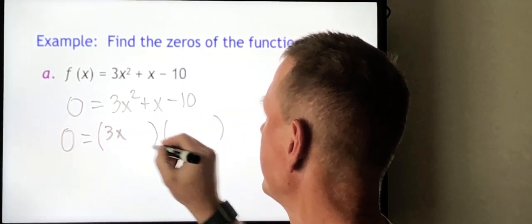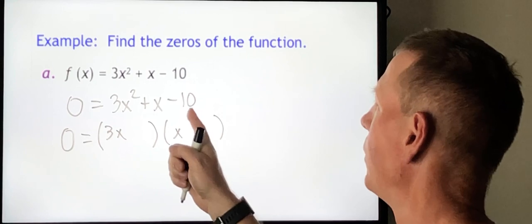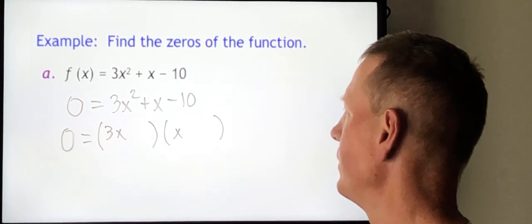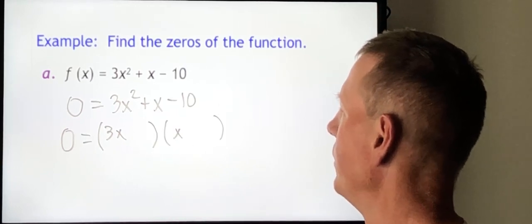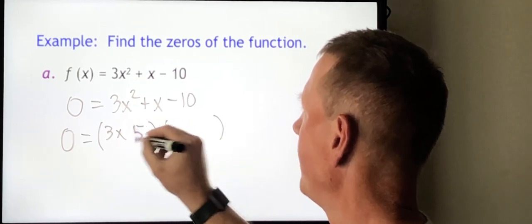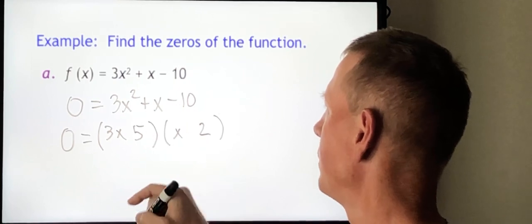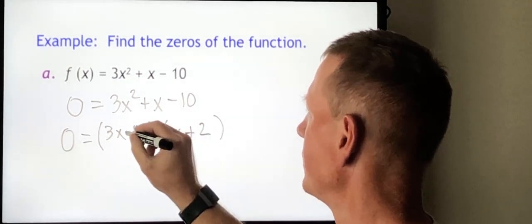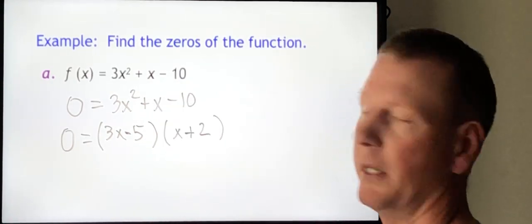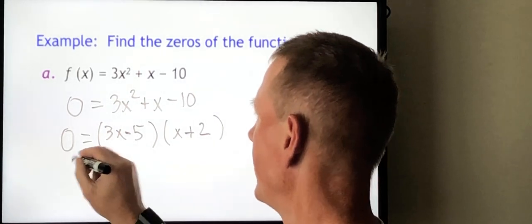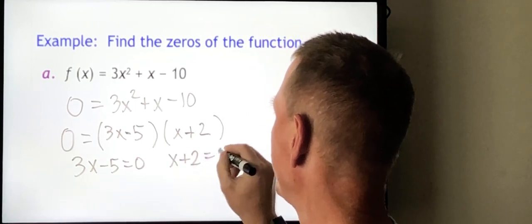Remember, 3x times x gives me 3x squared. I'm going to do a little guess and check to figure out what I can multiply to get negative 10 that pairs up with 3 and 1 to get me a 1. I know a 5 goes here and a 2 goes here. Because the middle sign is plus, I want this to be a plus sign and this to be a minus sign. So 6x minus 5x gives me the 1x in the middle. If I then split that up, I'm going to set each of these equal to 0: 3x minus 5 equals 0, and x plus 2 equals 0.